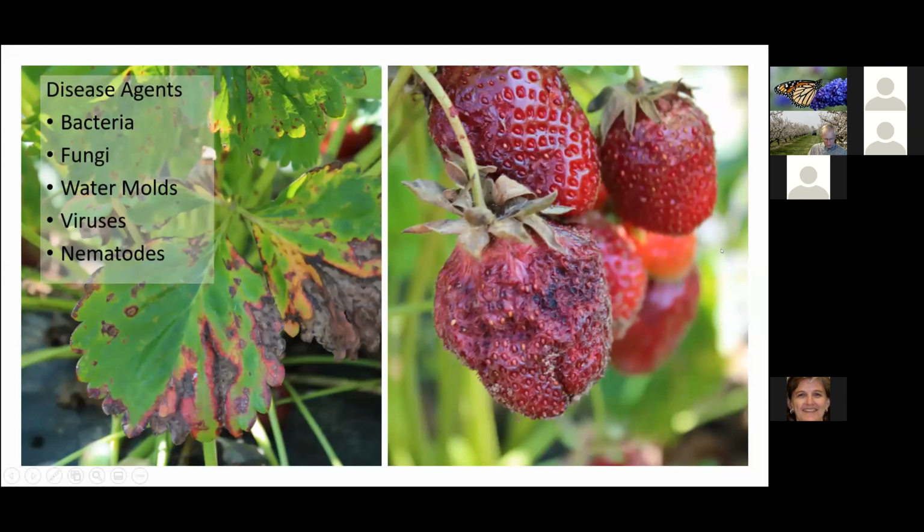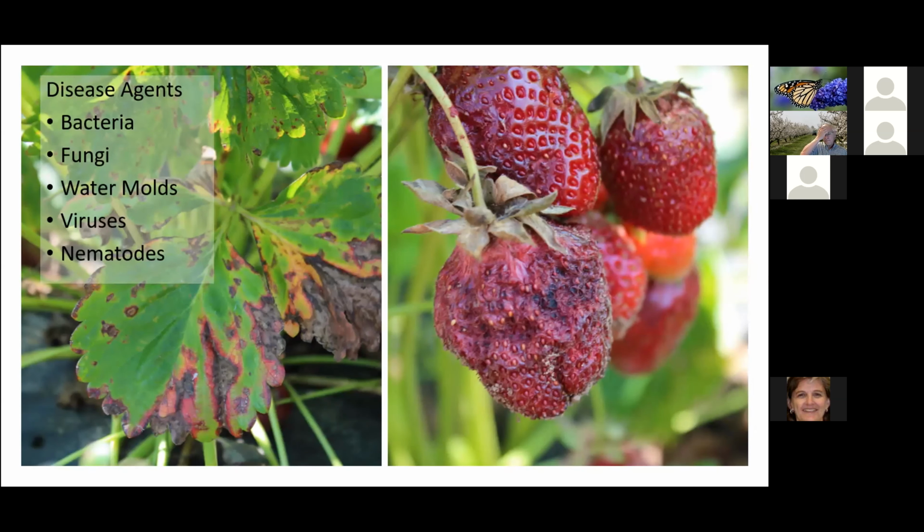As you've probably heard throughout this series and throughout all of your careers, disease-causing agents, or what plant pathologists call plant pathogens, are bacteria, fungi, water molds, viruses, nematodes. About 85% of the disease agents that we see are fungi, particularly in fruit crops. That will definitely hold true, so that's what I'm talking about as I go through here.